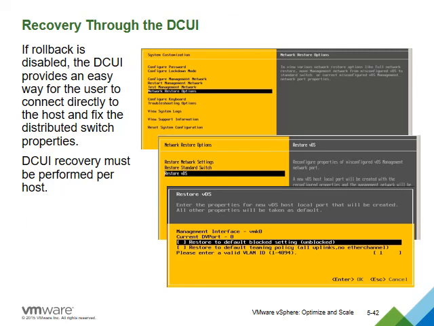If rollback is disabled, then the direct console user interface provides an easy way for the user to connect directly to the host, and you can fix the distributed switch properties. Again, you'll go down to the network restore options, Restore VDS, and you can restore to the default blocked setting, or you can restore to the default teaming policy, and it'll get you back to where you can get connectivity and make your changes.